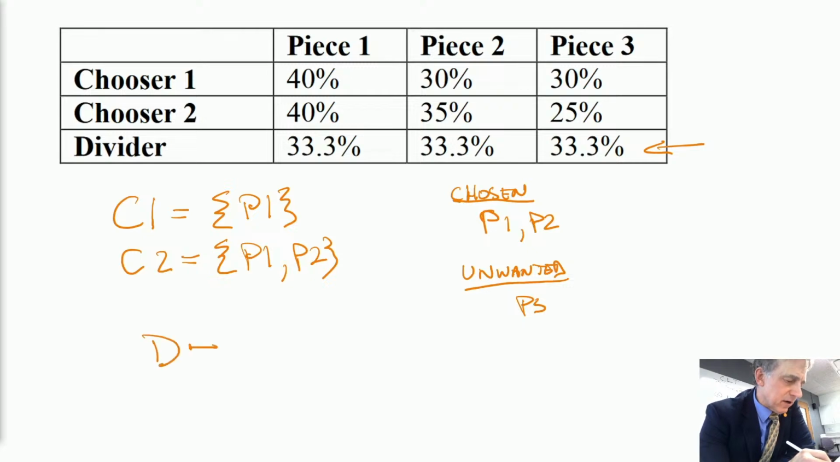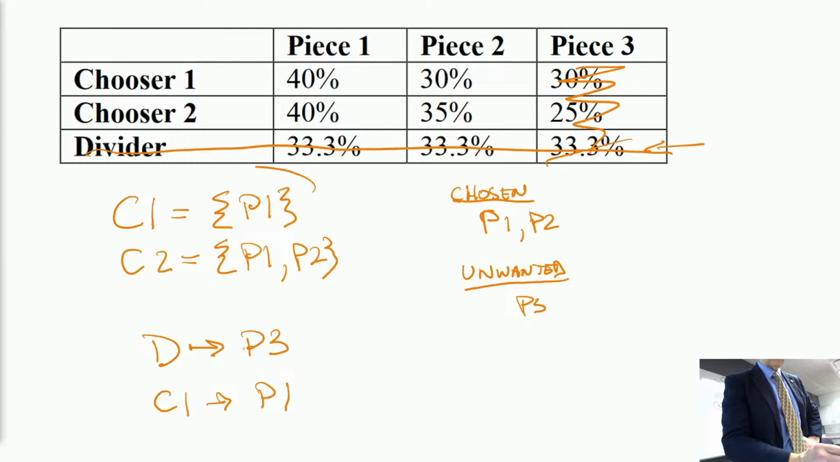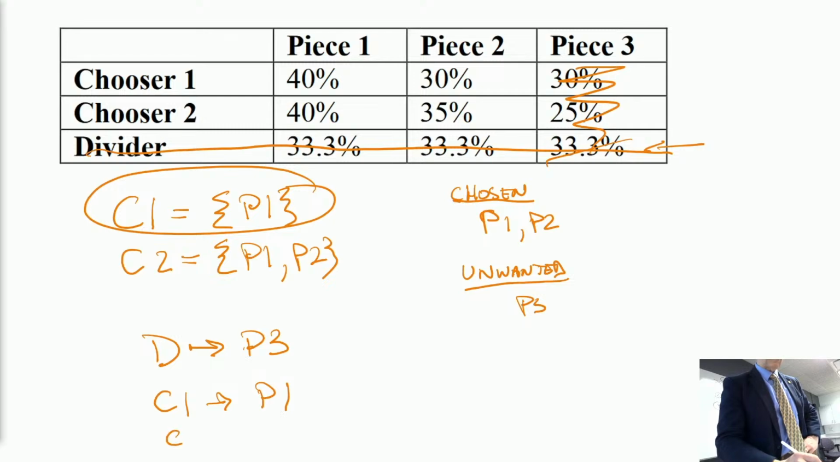So here's how I'm going to do this. I will take the divider, and the divider gets piece 3. So we'll just get rid of the divider, get rid of piece 3. Now it's a little tricky, and unfortunately this kind of caters to picky people. But what we'll do is we'll try to satisfy everyone in the sense that everyone gets at least 1/3. So notice that chooser 1 is more picky than chooser 2, so let's deal with chooser 1 first. Chooser 1 is going to get piece 1, because that's the only thing that's acceptable to chooser 1. And that leaves piece 2 for chooser 2.